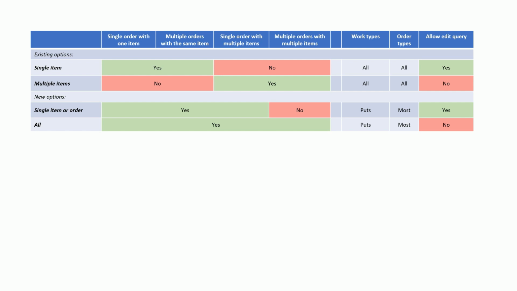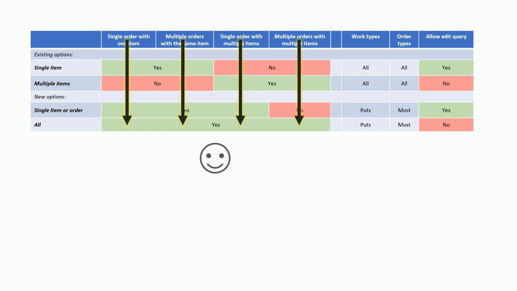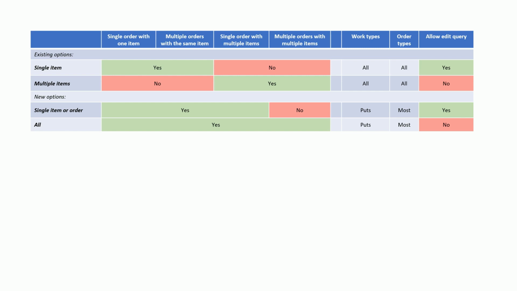As part of setting up location directives, it's a good practice to have a last resort location directive that will catch everything. Today you have to create one for single item, one for multiple items. Now we introduced one for all, which you can use, saving you one location directive in each setup.